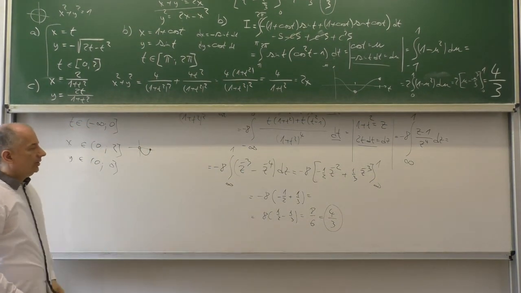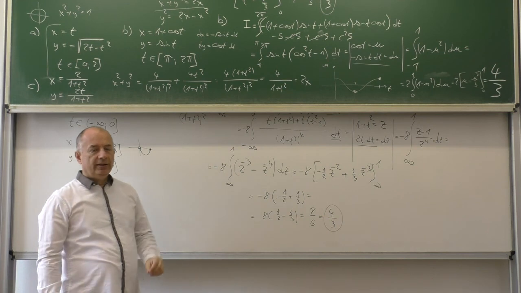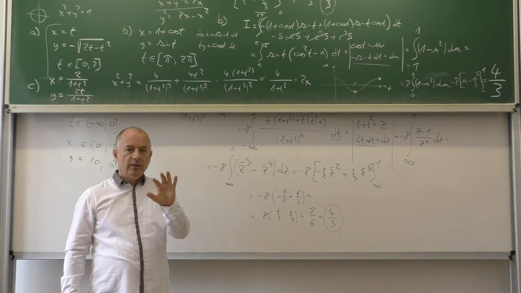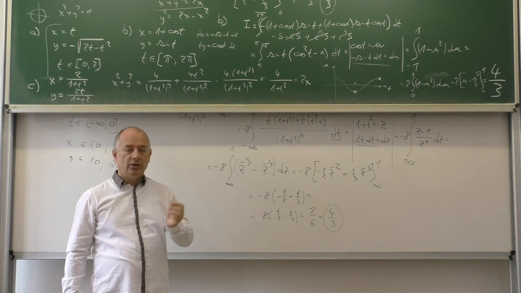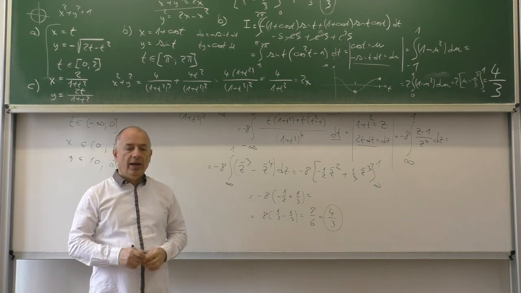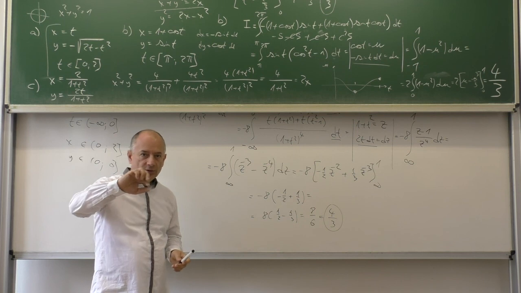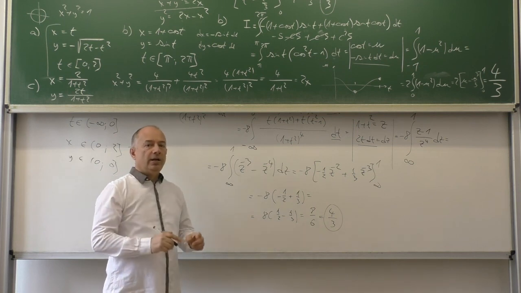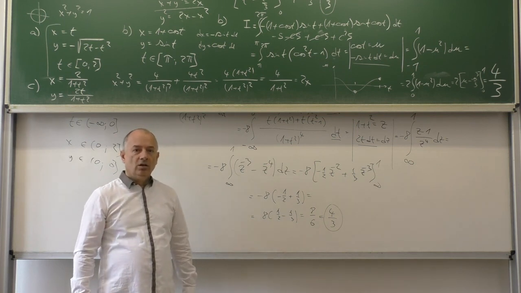So this exercise illustrates that if we keep the same line, keep the same path, but change the parametrization, actually changing the speed we travel along the curve does not change the result of the line integral.